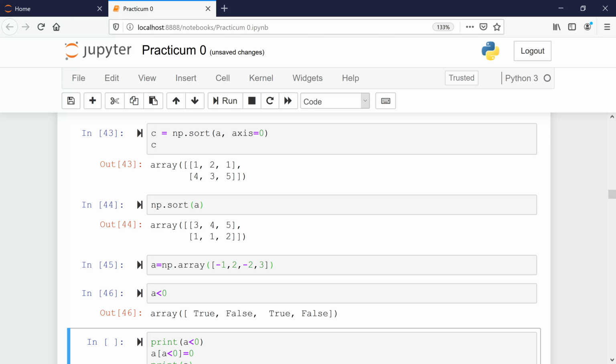Now, suppose, for example, you need to replace all negative components of an array by 0. Of course, you can do this by a for loop, but you can do this in a more elegant and more efficient way by using this syntax.